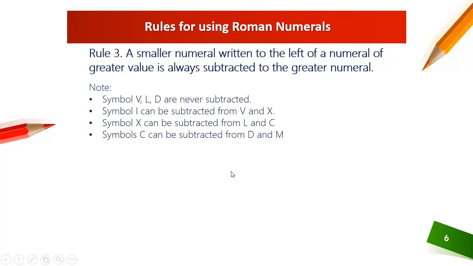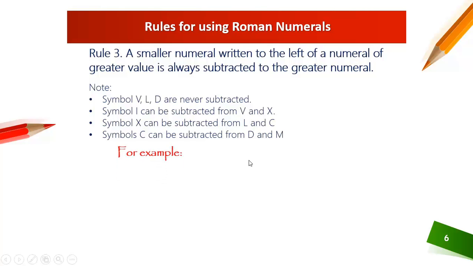The next rule says a smaller numeral written to the left of a numeral of greater value is always subtracted from the greater numeral. We also have to remember symbols V, L, D are never subtracted. Symbol I can be subtracted from V and X. Symbol X can be subtracted from L and C. Symbol C can be subtracted from D and M.